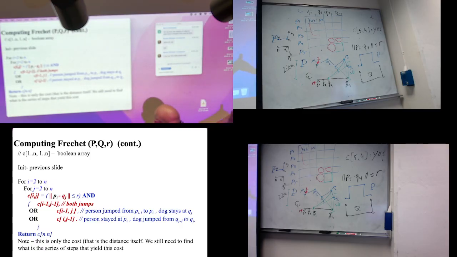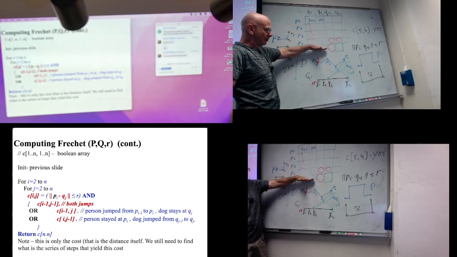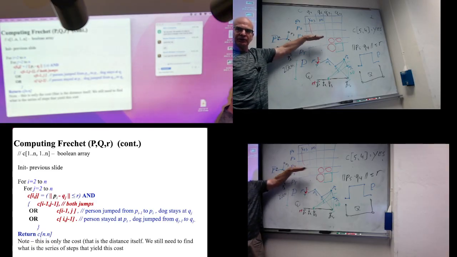But if I just want to know if the answer to the Fréchet is yes or no, then I can do our choreography of read from one array, write to the other array. When you're writing into the last row, you only need the row before that.